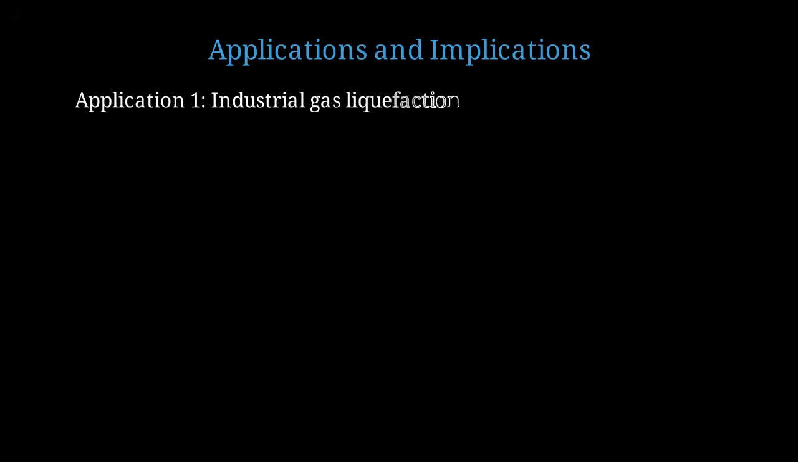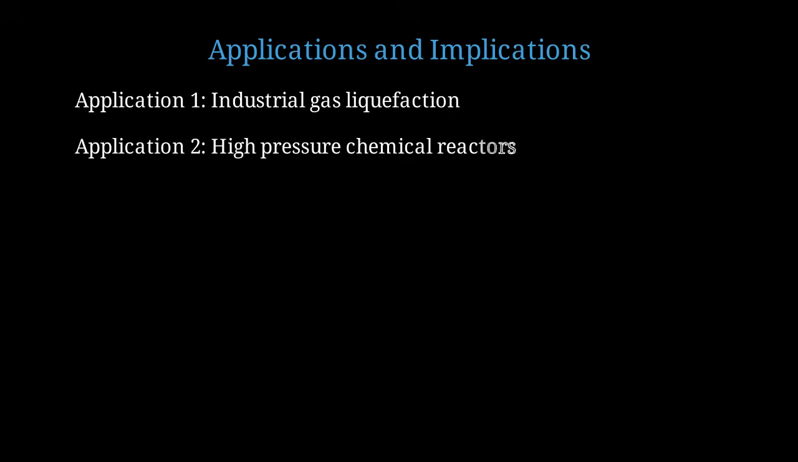First, it's essential for industrial gas liquefaction. Companies that produce liquid nitrogen, liquid oxygen, or liquefied natural gas use van der Waals type equations to design their equipment. Second, it's critical for high-pressure chemical reactors. The Haber process for ammonia synthesis operates at 200 atmospheres. The ideal gas law would give completely wrong predictions.